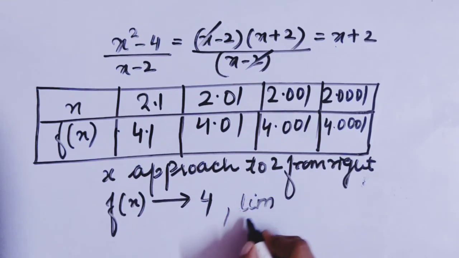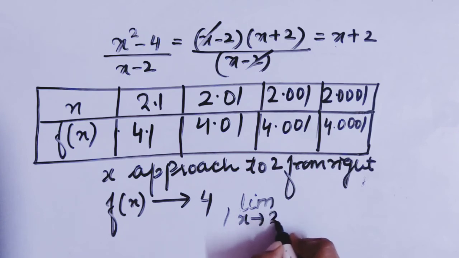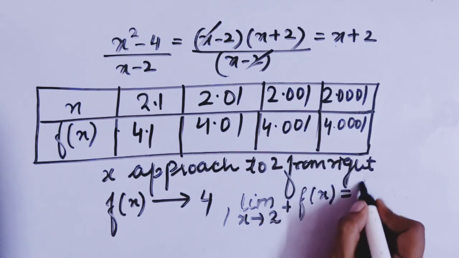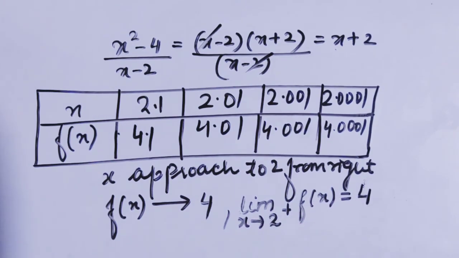Limit x tends to 2 positive, f(x) is equal to 4. इट मीन्स जब x को 2 पॉजिटिव, it means x को जब राइट हैंड साइड से अप्रोच करवाया गया 2 के आसपास की वैल्यूज तक, तो वहां पर जो हमारा फंक्शन है, in that case function is approaching towards 4.